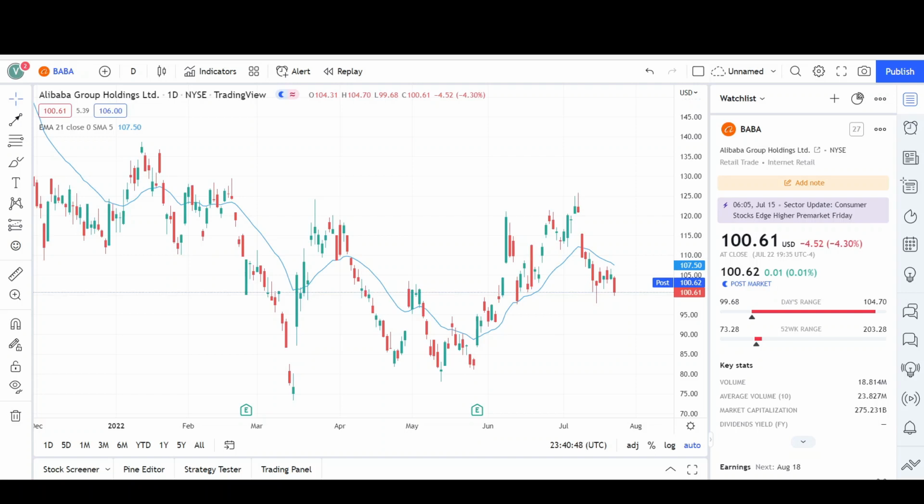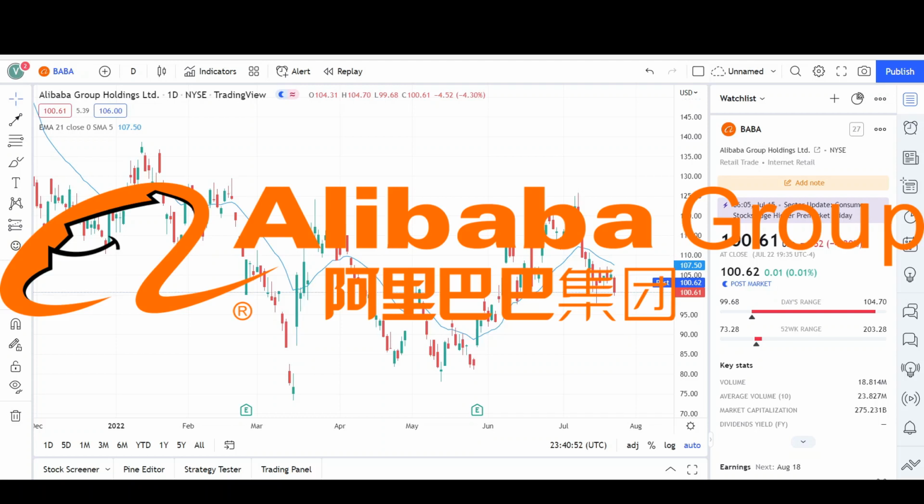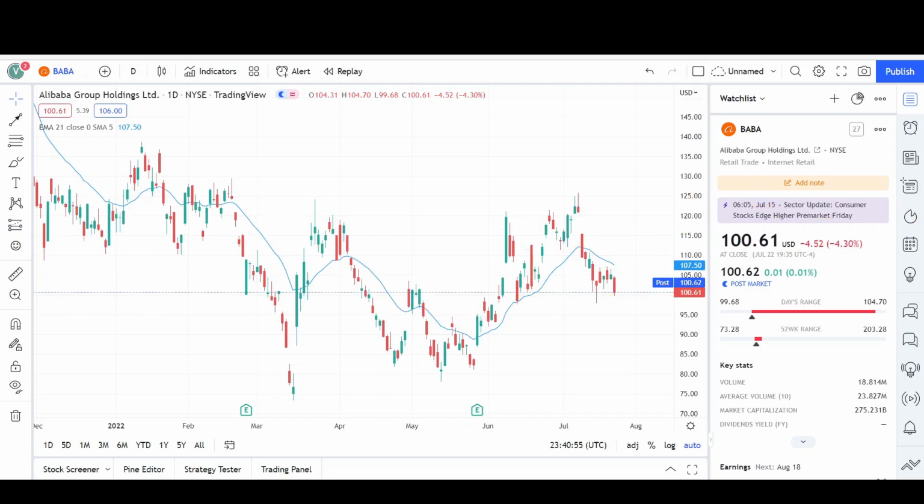What's up, traders? This is Vee Trades, and today I'll be doing a technical analysis breakdown for Alibaba with the ticker symbol BABA. If you want a chart analysis guaranteed to be done, please read the description below.